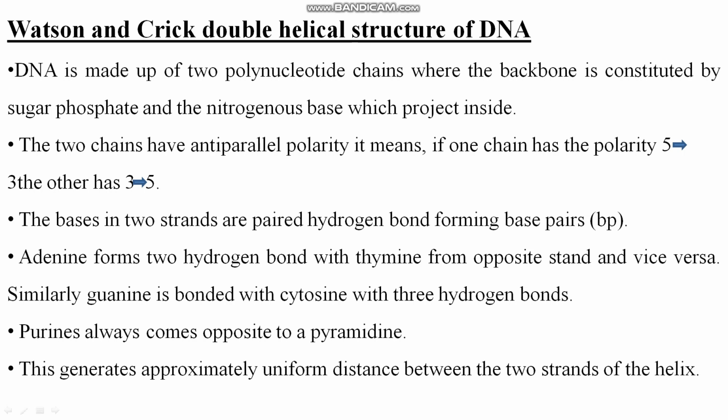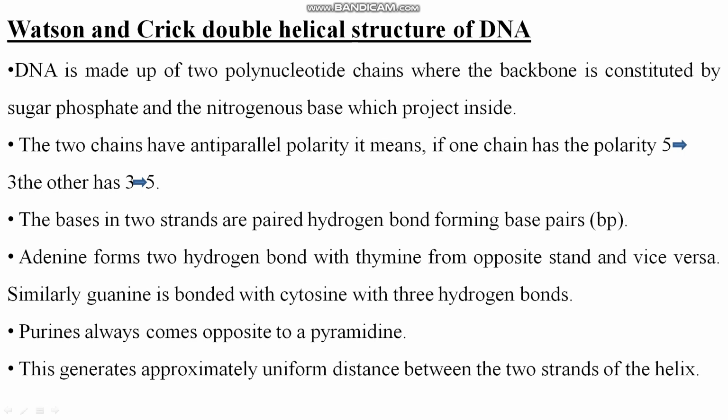So the two chains have antiparallel polarity. It means one chain has polarity 5 prime to 3 prime, and the other has 3 prime to 5 prime, right? The bases in the two strands are paired through hydrogen bonds, forming base pairs. Adenine forms two hydrogen bonds with thymine from the opposite strand, and vice versa. Similarly, guanine is bonded with cytosine with three hydrogen bonds.